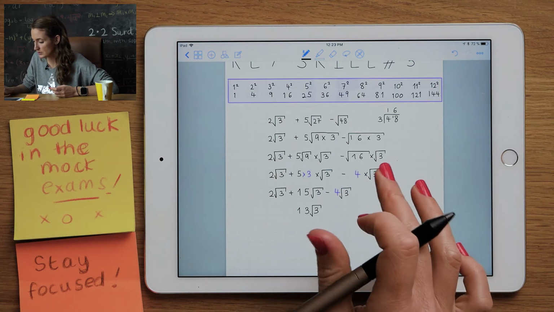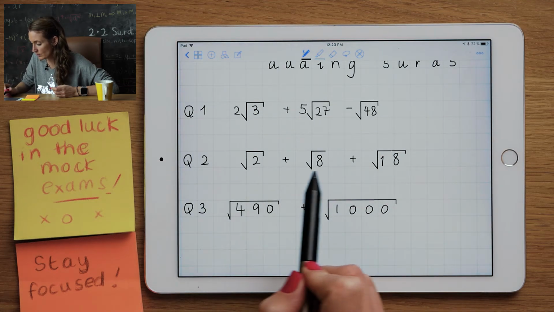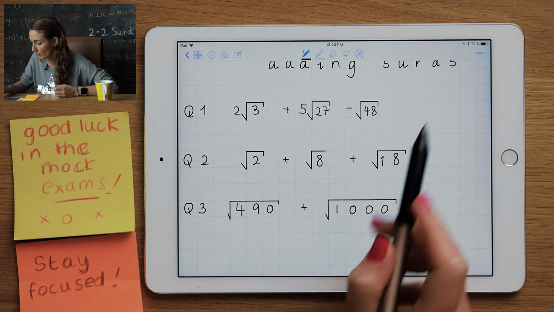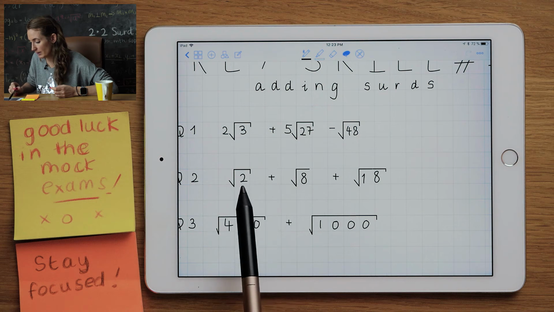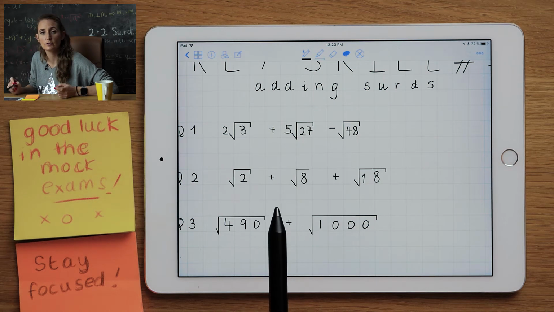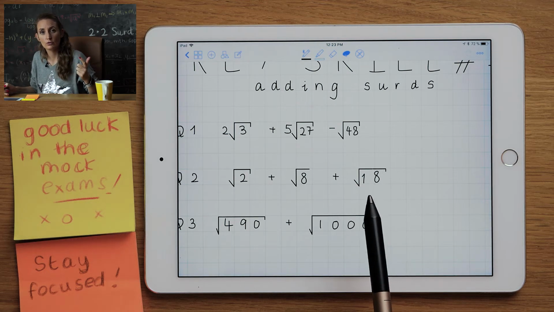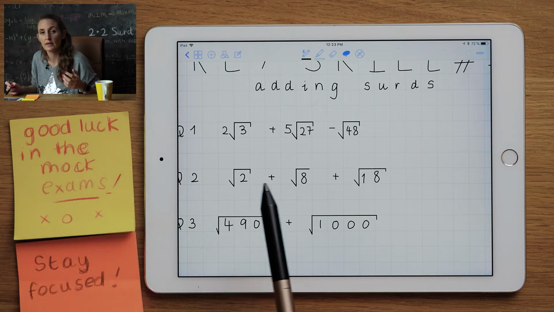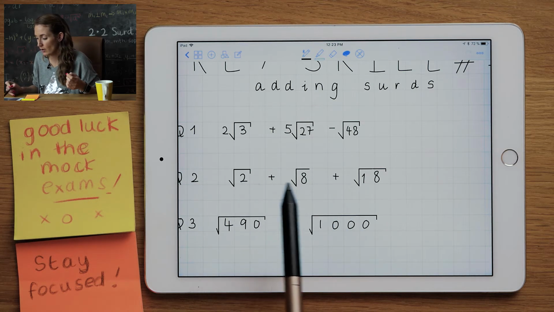Let's have a look at question 2. Question 2 is 2 plus square root of 8 plus square root of 18. All of these can be divided by 2. Now the divisibility rules for 2 are the final number, the last number only, must be 0, 2, 4, 6, or 8. And obviously if I can see a square root 2, that gives me a tip that they should all be able to be written in terms of square root 2.